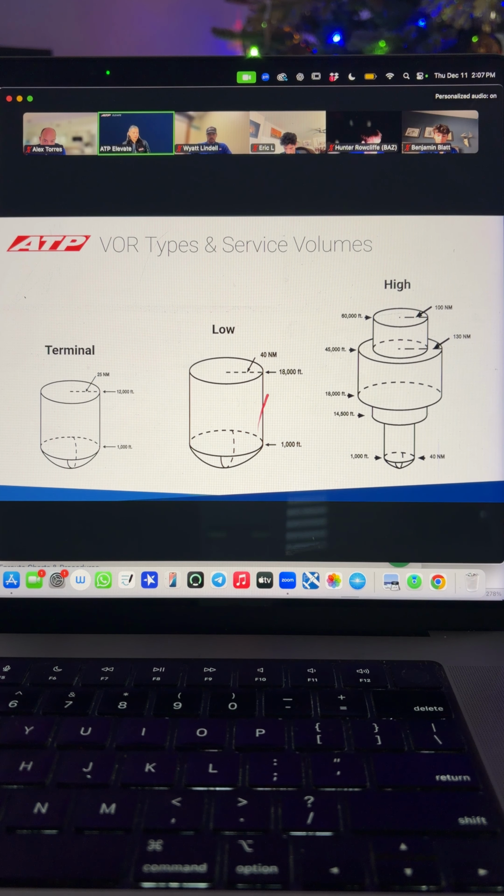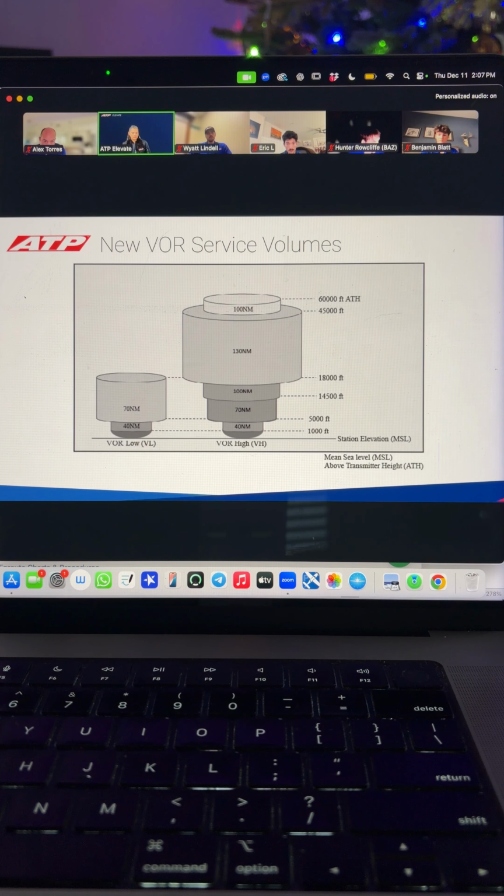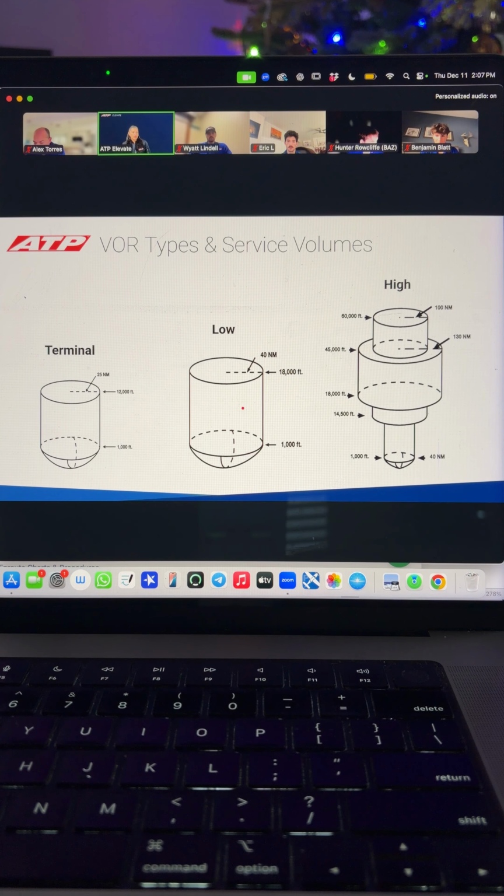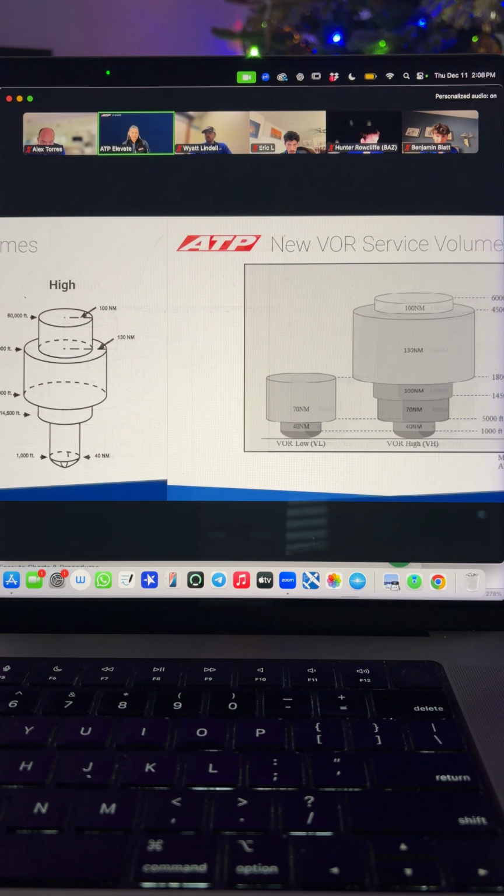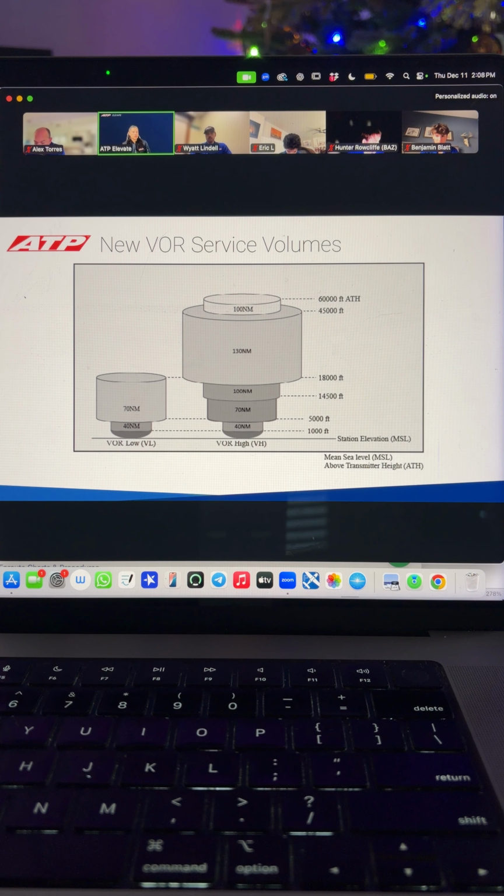And then if you're under 18,000, if you're under 18,000, you have still 40 nautical miles, but this one is the low version in the traditional. And then with the new service volumes, you again have between 14.5 and 5,000, 70 nautical miles, and then the very low. So you'll have the VL displayed next to it if it has the new service volumes.